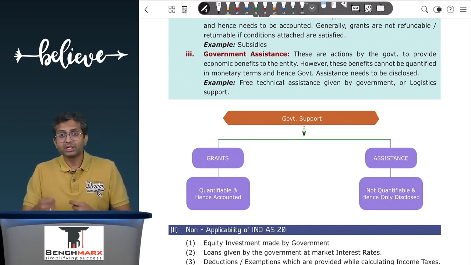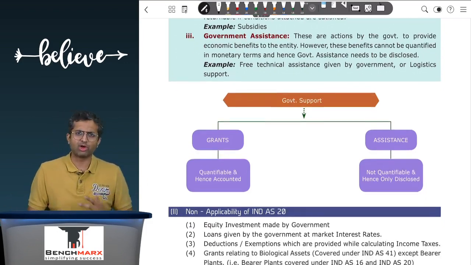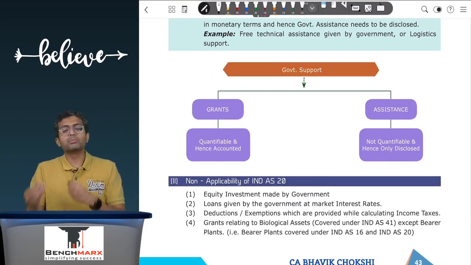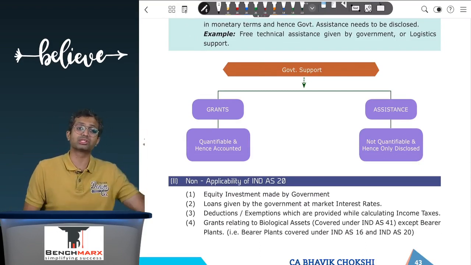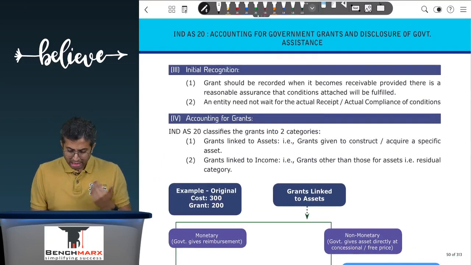That is, if there is an investment done by the government, like an equity investment, that is not a grant, it is an investment with the hope of a return. Loans which are given by the government generally at the market rates of interest are not covered by this standard. Income tax deductions or exemptions are not covered by the standard, and government grants which are linked to biological assets are not covered because there is a separate standard, Ind AS 41, which deals with the same. So that is regarding the non-applicability of Ind AS 20.